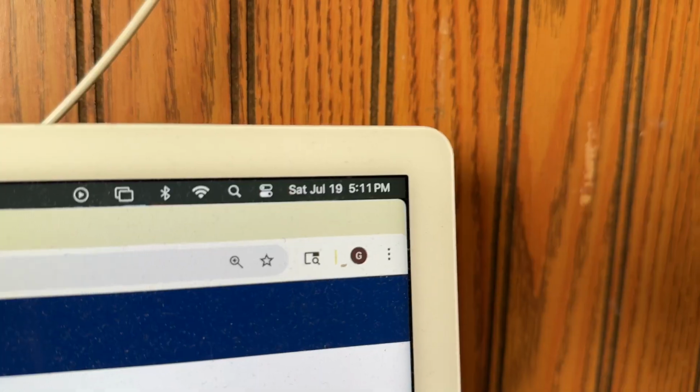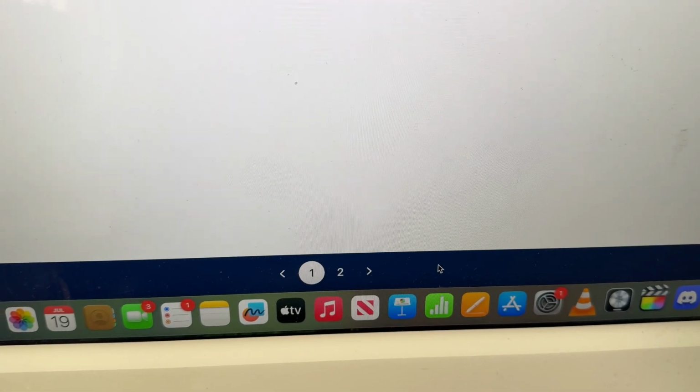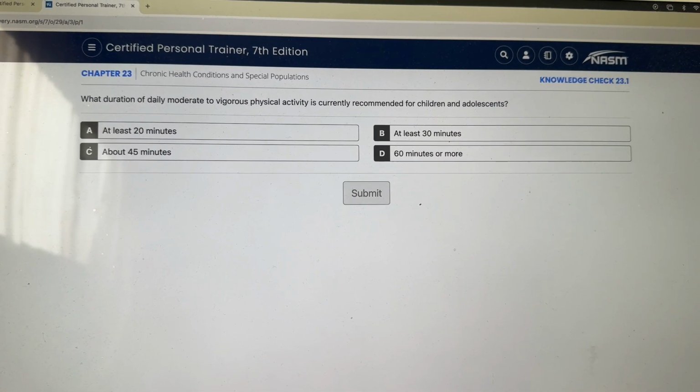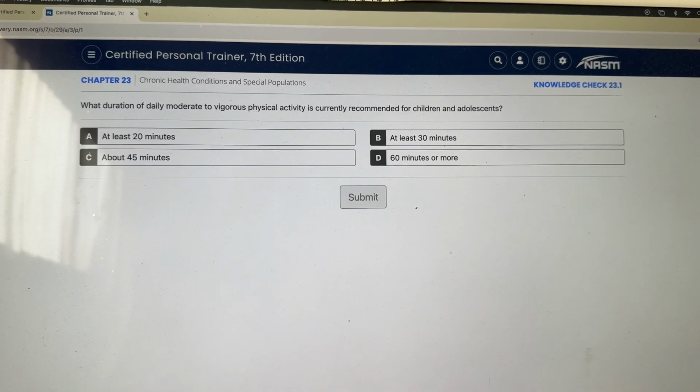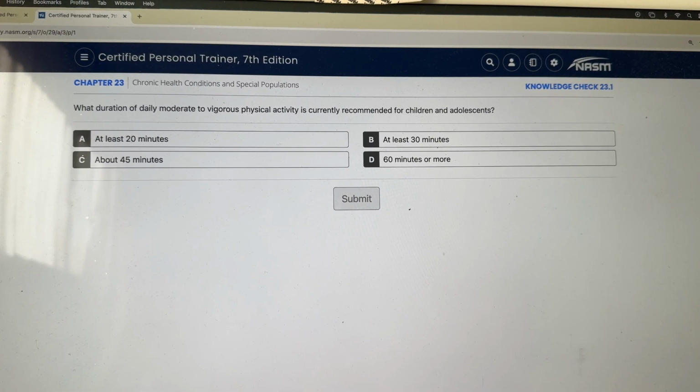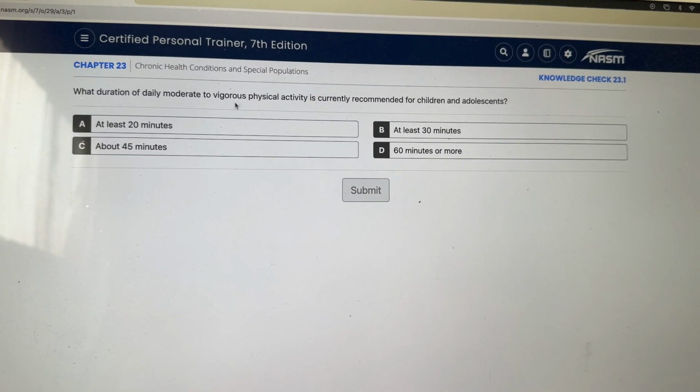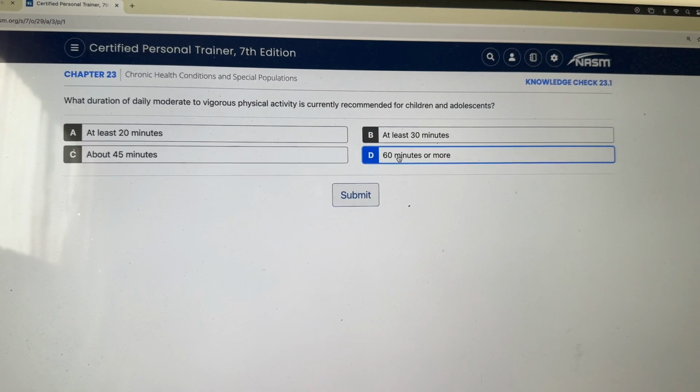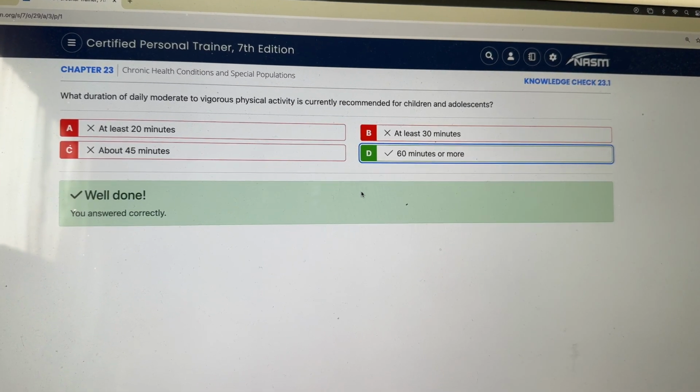Alright guys, chapter 23, lesson 1 is done. 5:11 right now. Only 2 questions. Here we go. What duration of daily moderate to vigorous physical activity is currently recommended for children and adolescents? I don't know, that vigorous part is messing me up. I'm going to say 60 minutes. It might be 30.